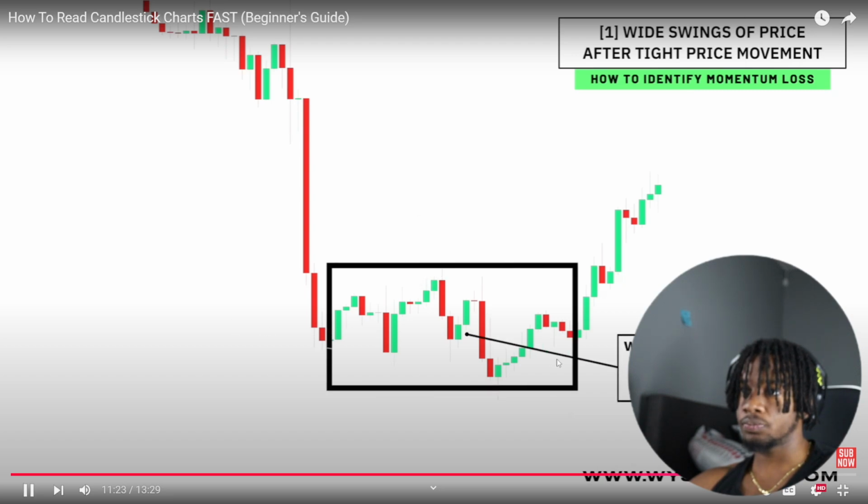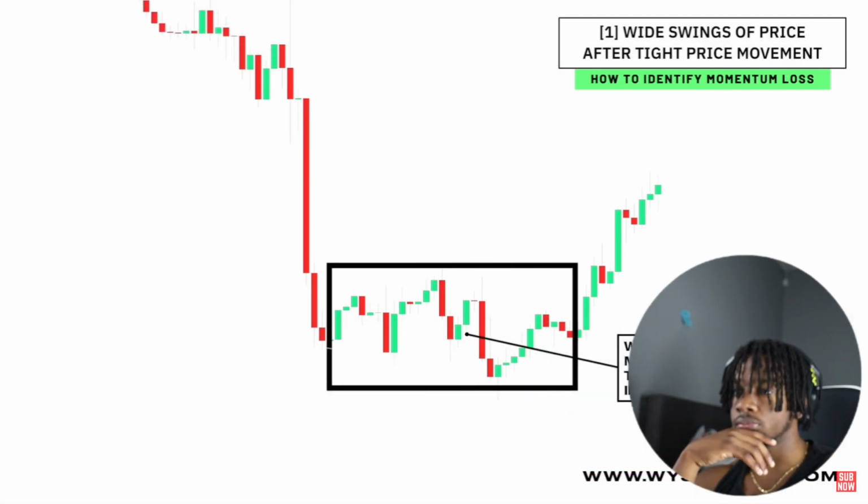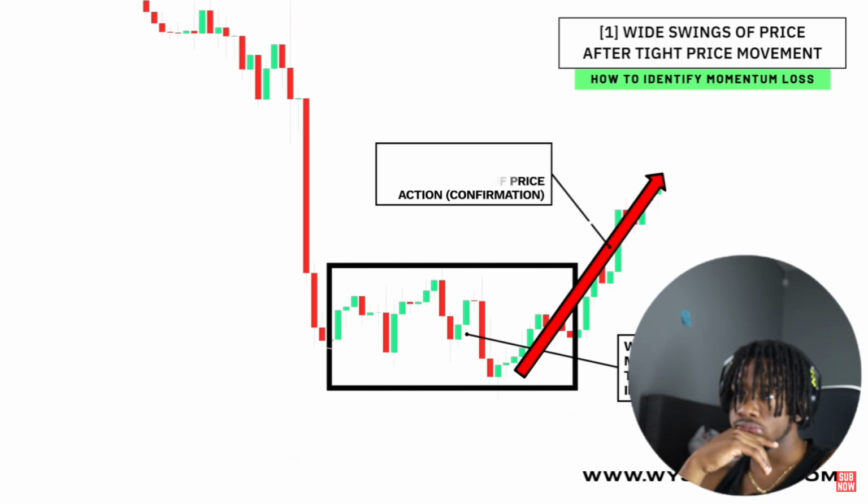You then had wide swings occurring, which shows momentum loss and that the sellers are no longer in complete control and can lead to a possible reversal of price if paired with trend change price action.